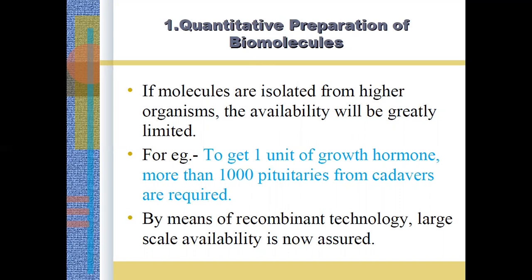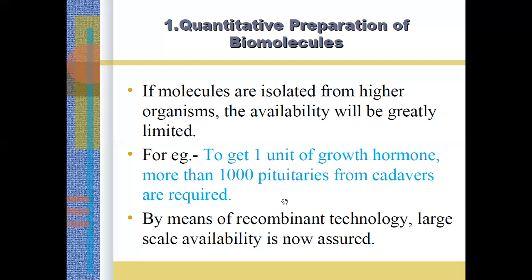So in genetic engineering, we want to increase the quantity of that particular material which we have obtained from a particular organism. Why are we interested in creating it in a large quantity? Because we are ultimately going to use it in some application. For example, to get 1 unit of the growth hormone, a particular growth hormone, we want to increase its quantity. Then more than 1,000 pituitaries from cadavers are required. But this is very tedious.